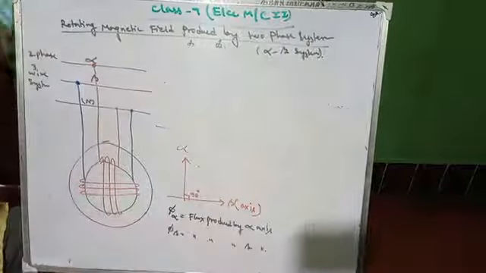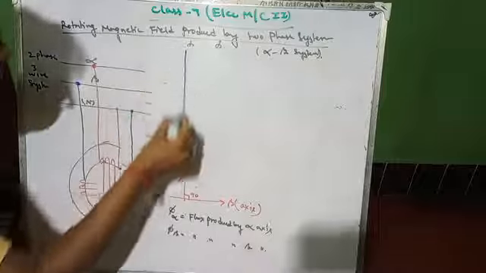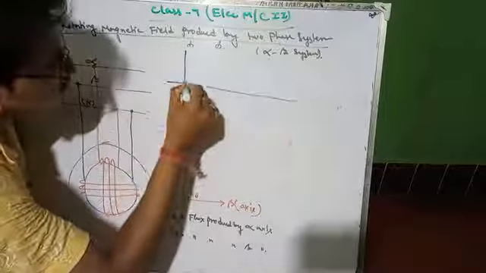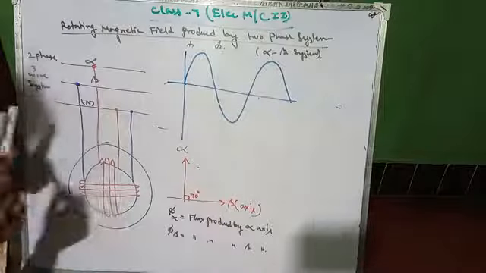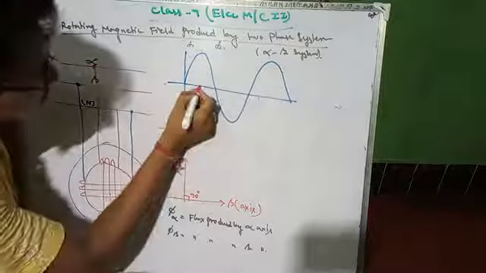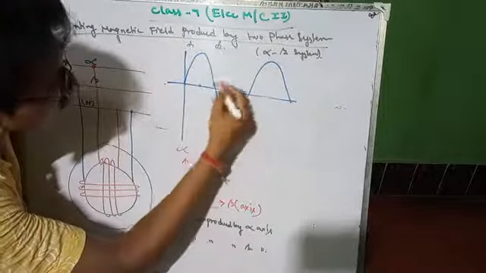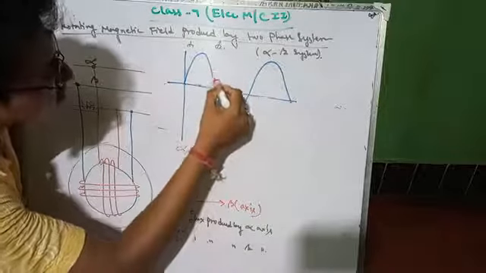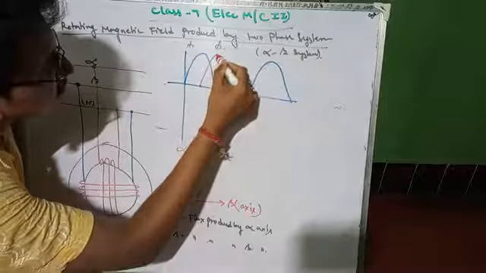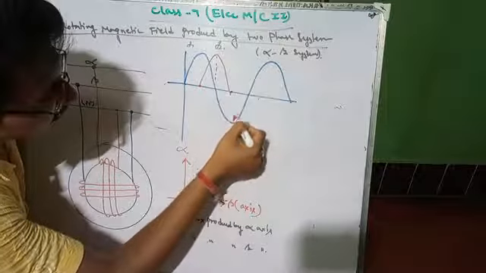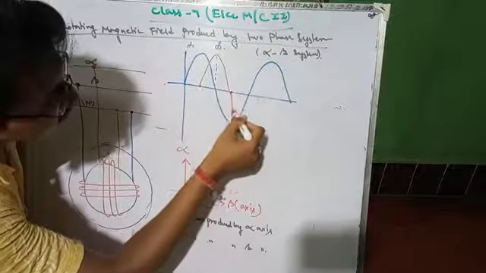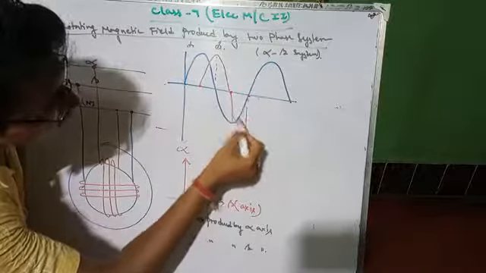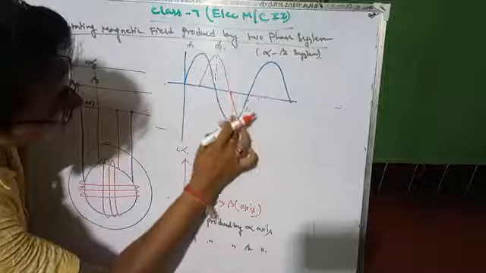Actually this graph is not clear, so you have to redraw the graph. The graph will be drawn this way, from 90 to 180. It will be maximum when the other is 0, and when it is maximum the other will be 0, and when that is 0 it will be negative maximum. So by this way you have to draw it.